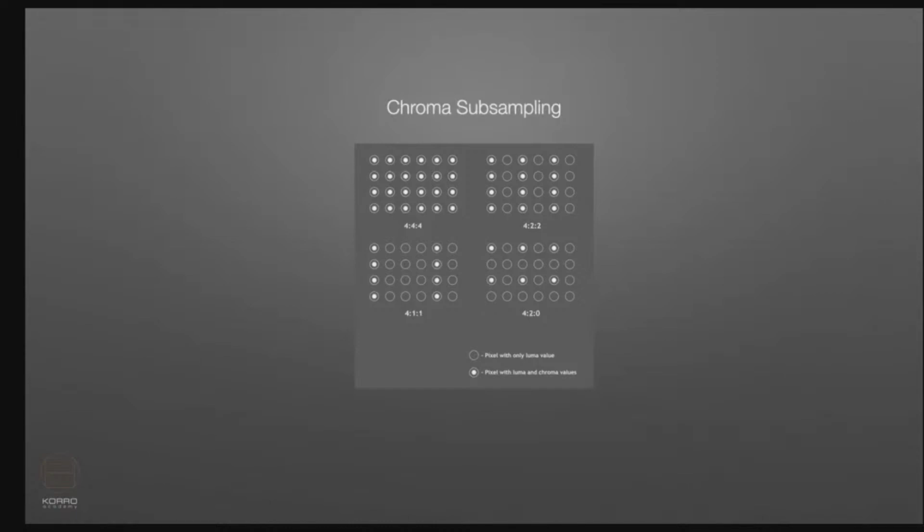And in the top row, it's the same as 422. It's 2 kept in the top row. The important difference here is that the next row, everything's taken away. Now, the reason it does that is to save yet more color information, and it does that by sharing the chroma value of that first pixel between those 3 around it.